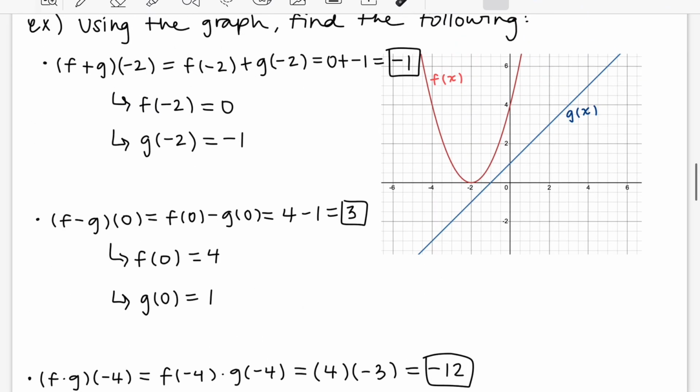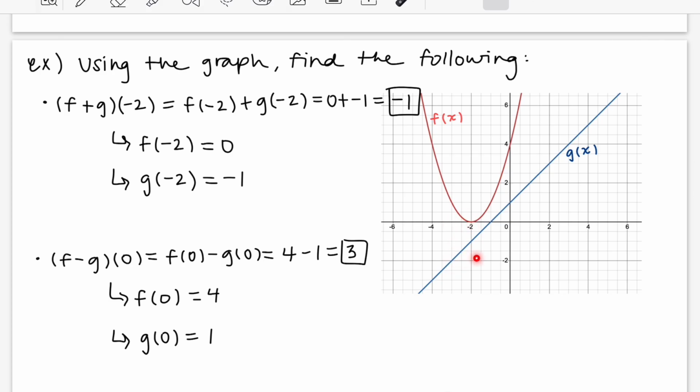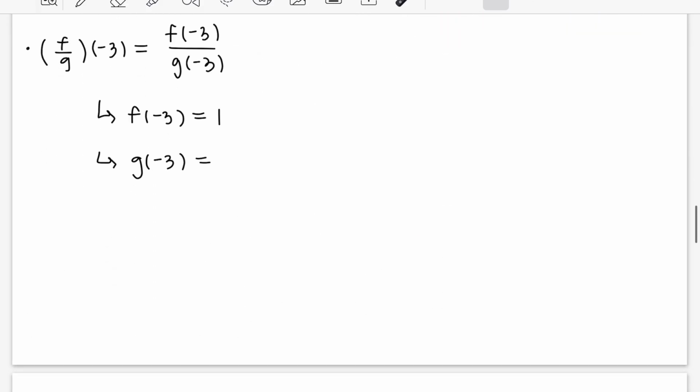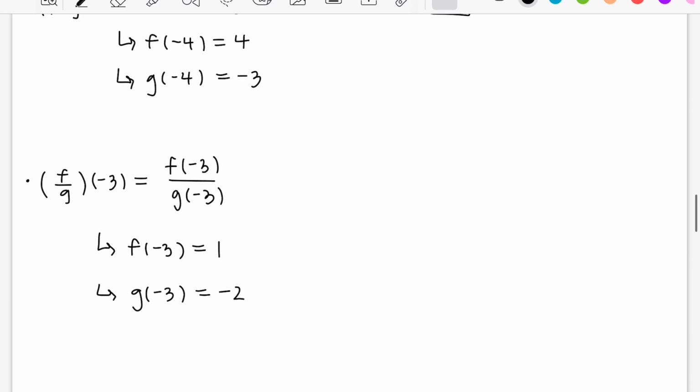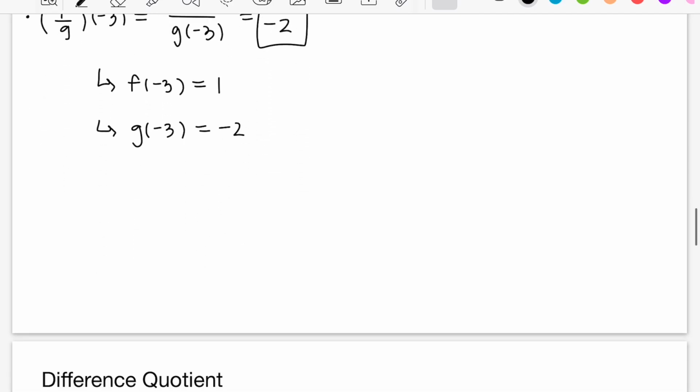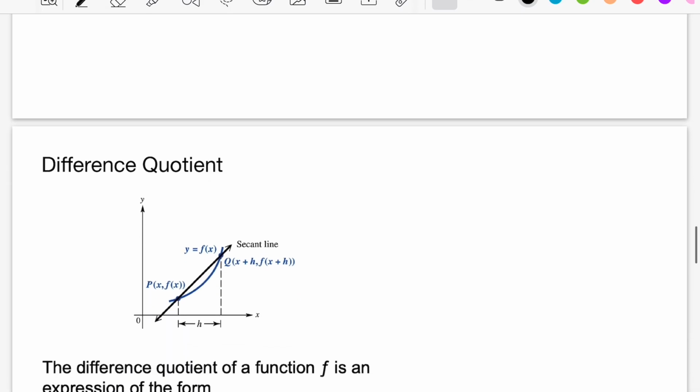And g of negative 3, so negative 3 here, will be negative 2. Okay. So then this quotient here will be 1 over negative 2, so we just get negative 1/2. All right. So the next thing we're going to look at is the difference quotient here.